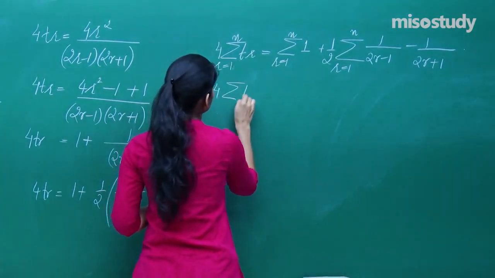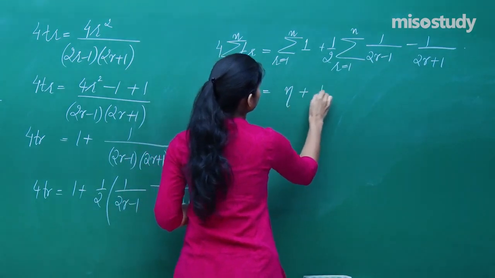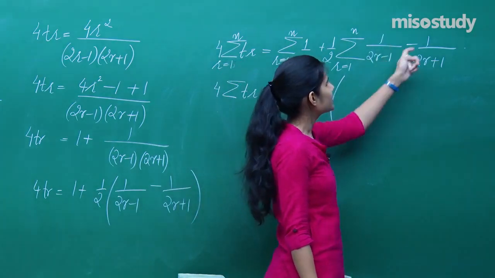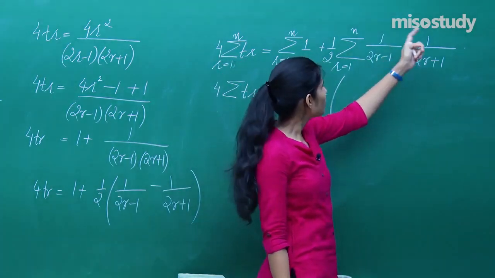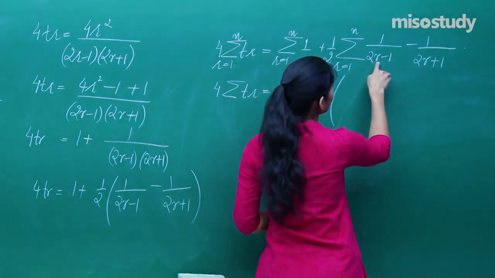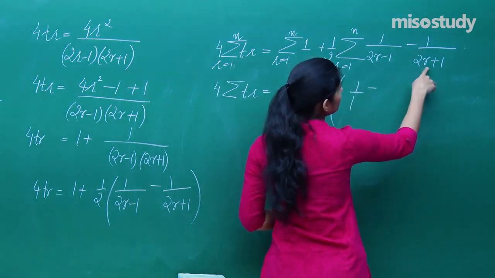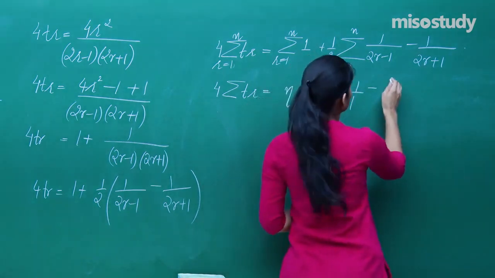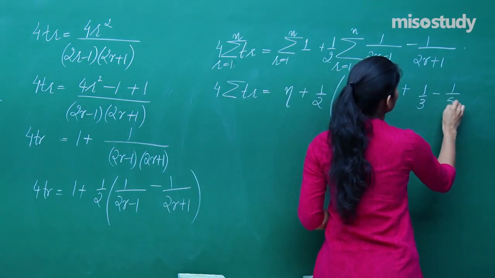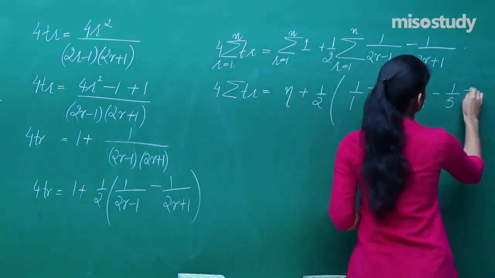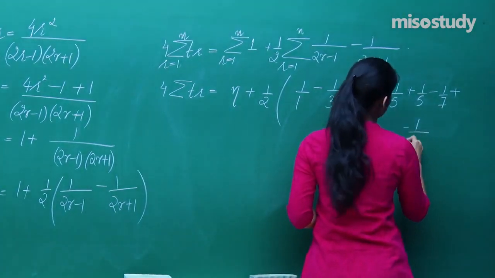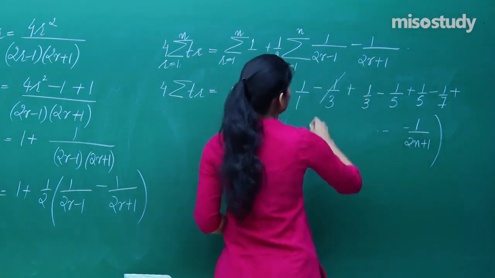This is 4 times summation tr. This is just n plus 1 by 2 times. Now you can very easily see, you will have 1 by 1 minus 1 by 3 plus 1 by 3 minus 1 by 5, isn't it? See, if you put r equals 1, you get 1 upon 2 minus 1, which is 1. If you put r equals 1 over here, you get 3. So you get 1 upon 1 minus 1 upon 3 plus 1 upon 3 minus 1 upon 5 plus 1 upon 5 minus 1 upon 7, and so on. You're going to get minus 1 upon 2n plus 1. So everything is going to get cancelled.